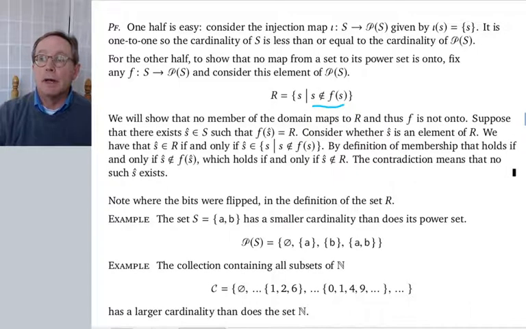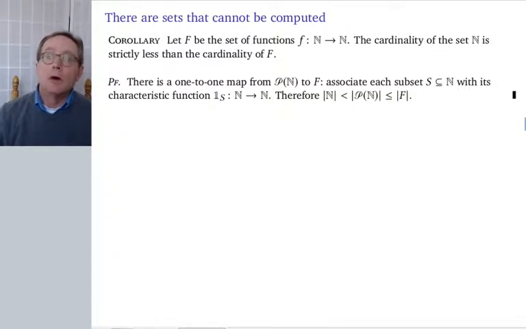And again, we're just about there. Here we go. There are sets that cannot be computed. So we're back to thinking about theory of computation. We went on a bit of a ride here, but now we came back to what is our central interest in the course, what can and can't be computed. So let capital F be the set of functions from the naturals to the naturals. The cardinality of the naturals is strictly less than the cardinality of the set F, and the answer is there's a one-to-one map from the power set of the naturals to capital F.